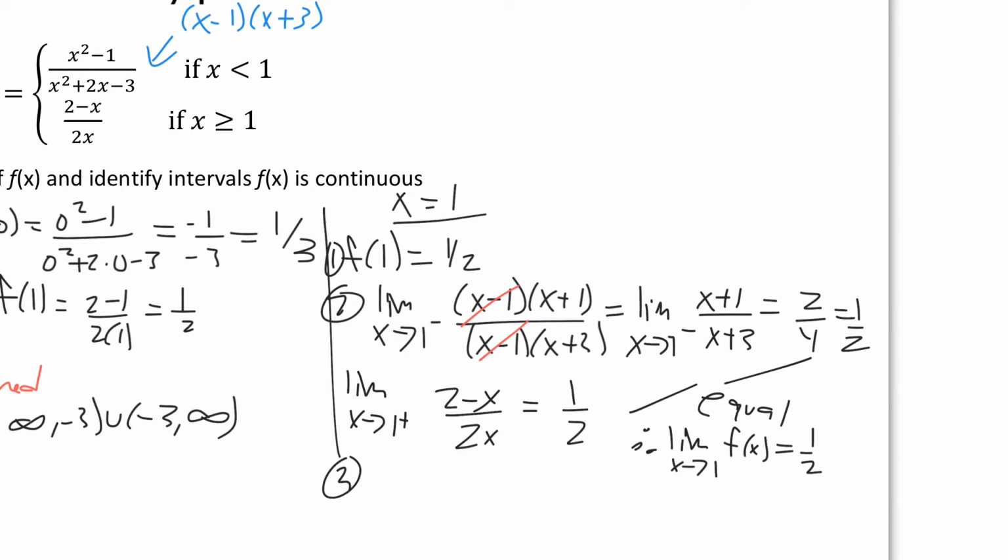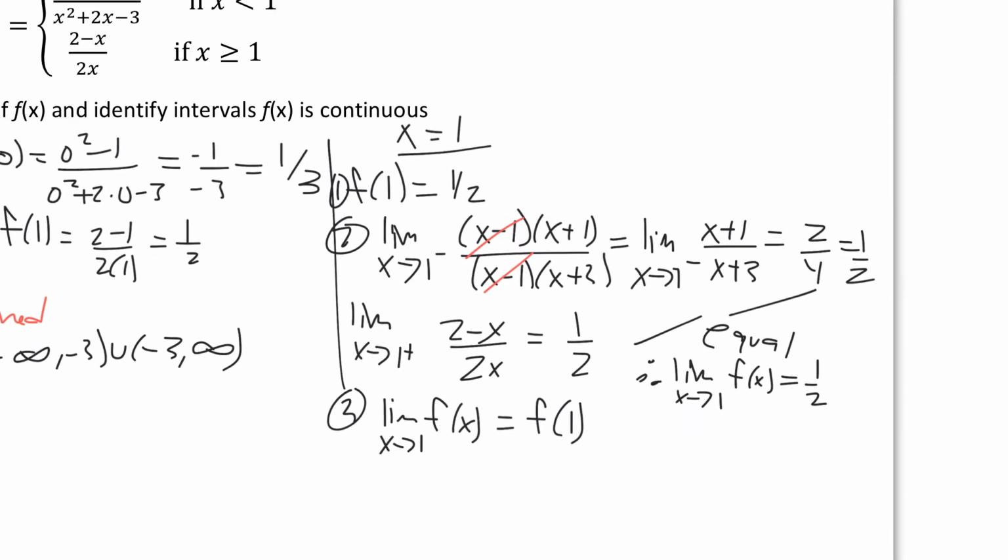Finally, part 3, the limit as x approaches 1 of f of x, which is a half, clearly equals f of 1, which is also a half. And so we get, therefore, f of x is continuous at x equal to 1.